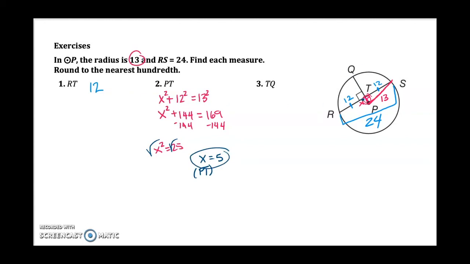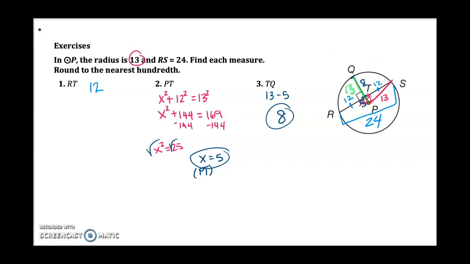Now that I know this is 5, I need to find the length of TQ. This shouldn't be too bad. We know that the radius is 13, so that total length is 13. To find TQ, all I have to do is take 13 and subtract the 5 that I just found, and that gives me 8. So TQ here would be 8. So that's how that goes. Always look out for that, because it's a pretty common thing to remember: you can draw a radius wherever, and usually you can make a right triangle with it.